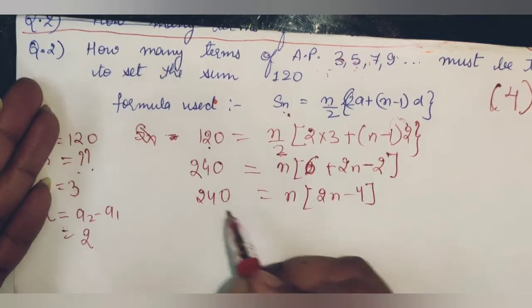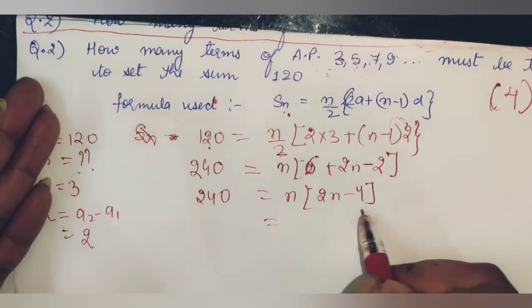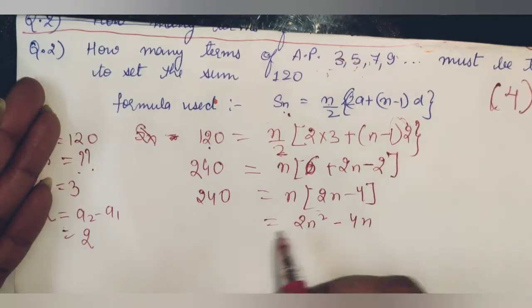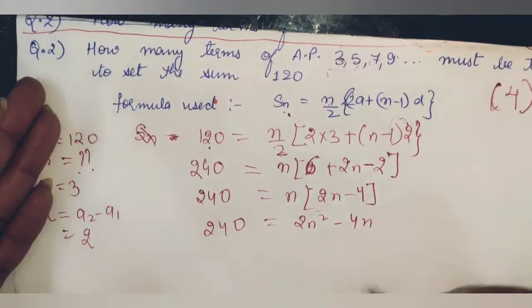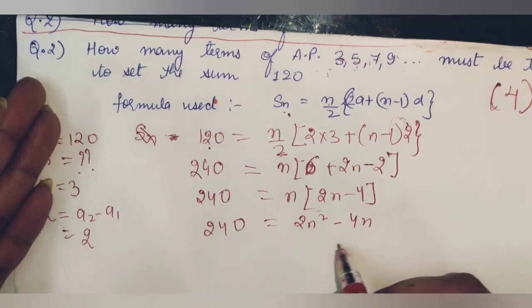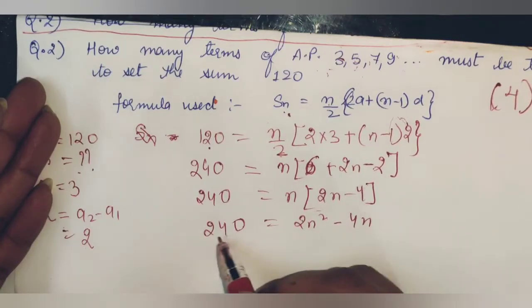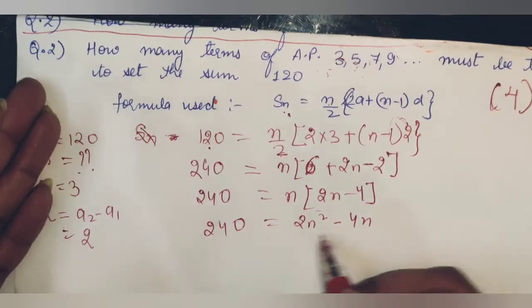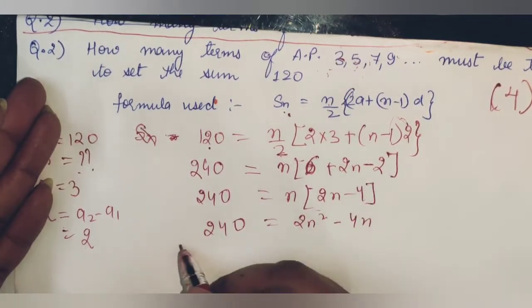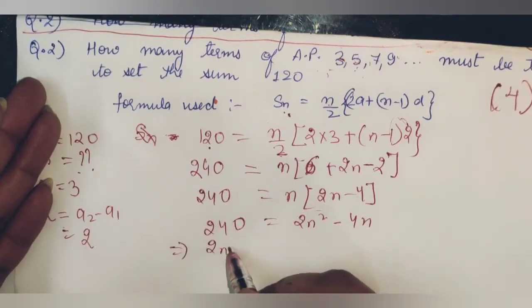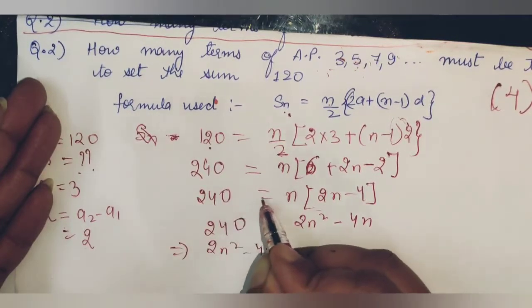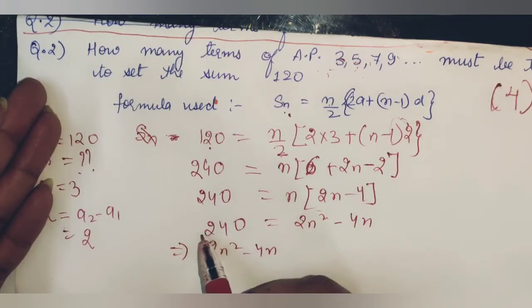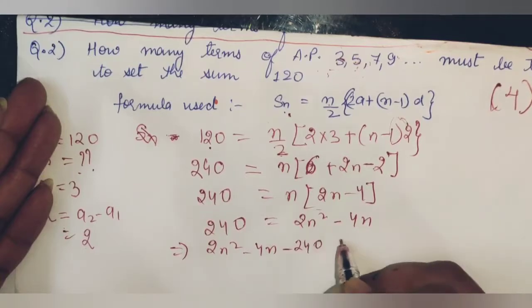Here you can write 240. Now again open this bracket, 2n square minus 4n equals 240. Fine. So you can see that we are left with a quadratic equation. Again, arrange this equation. Then I can write 2n square minus 4n. I have transferred 240 from the left hand side to the right hand side, so the sign will be changed. So minus 240 is equal to 0.